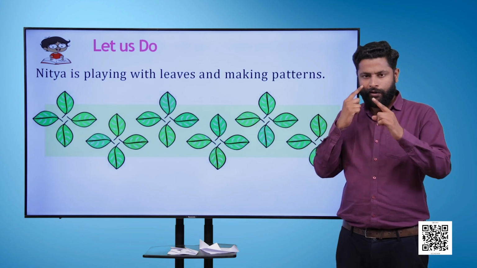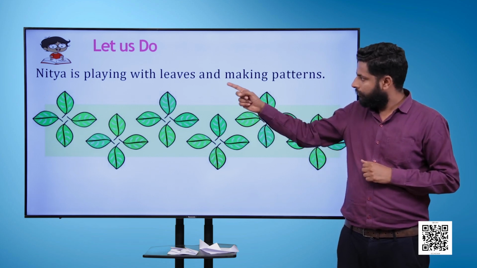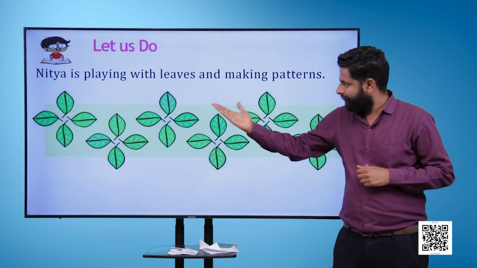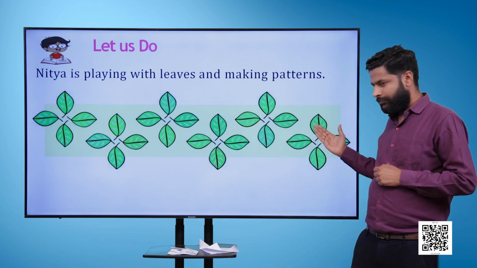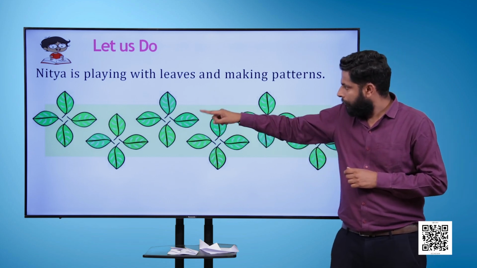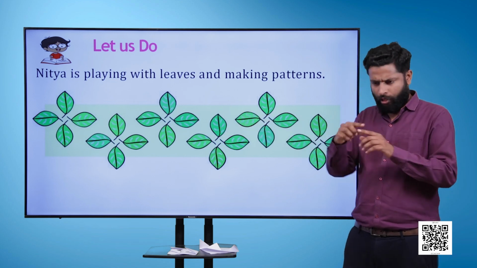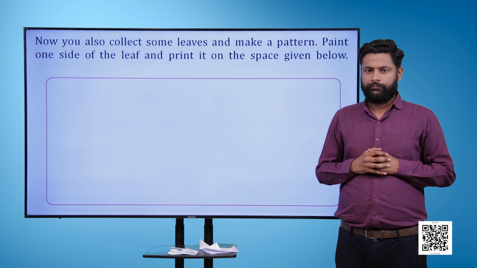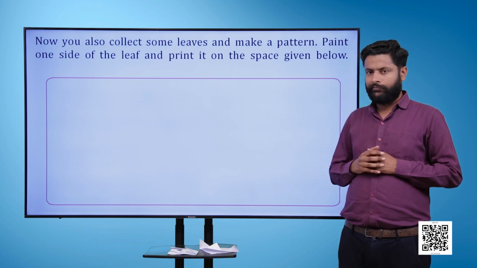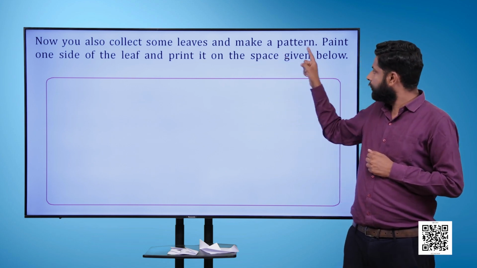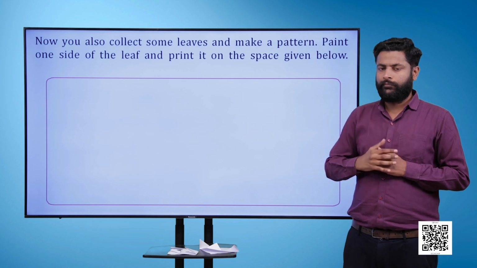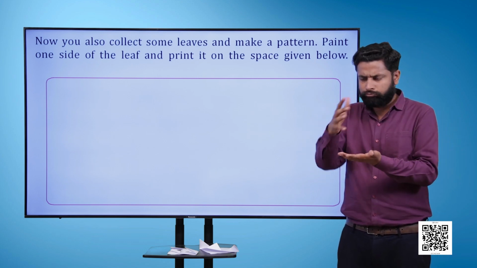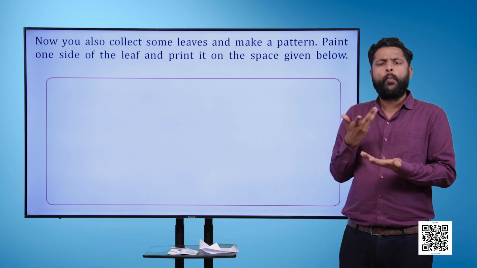Nitya is playing with leaves and making patterns. We have an image in front of us which shows a pattern of leaves made by Nitya. Now you also collect some leaves and make a pattern. Paint one side of the leaf and print it on the space given here.